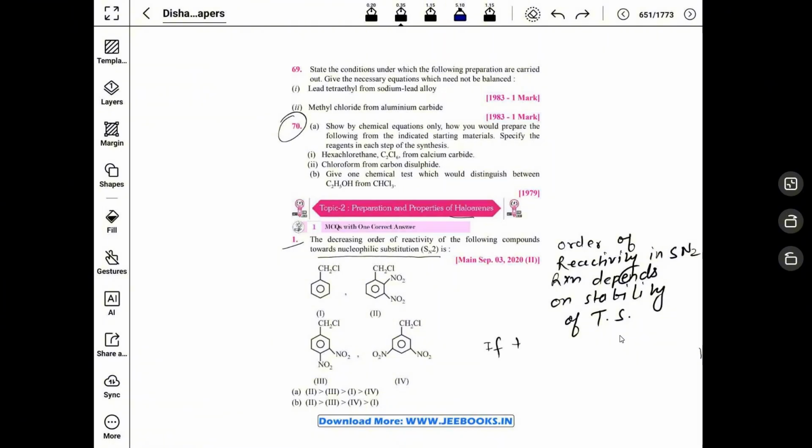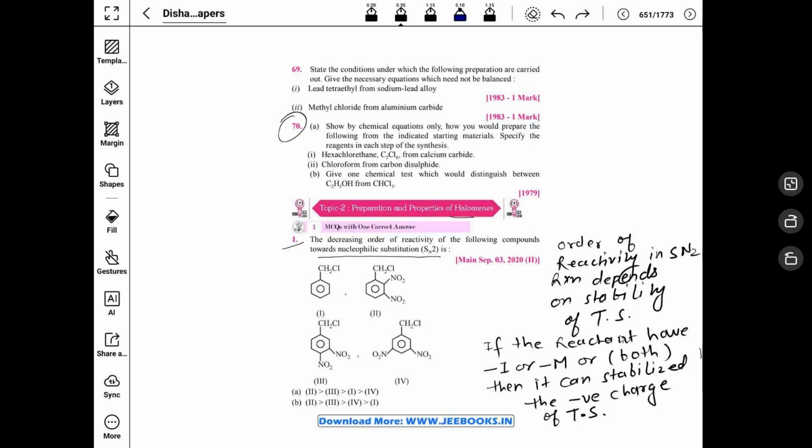If the reactant has minus I or minus M or both, then it can stabilize the negative charge of the transition state. For example, when we have a nucleophilic substitution reaction, let's imagine this is the reaction, and in this case the nucleophile is attacking and the halogen is leaving. If this R group has minus I, minus M, then it can stabilize the negative charge through its inductive effects.